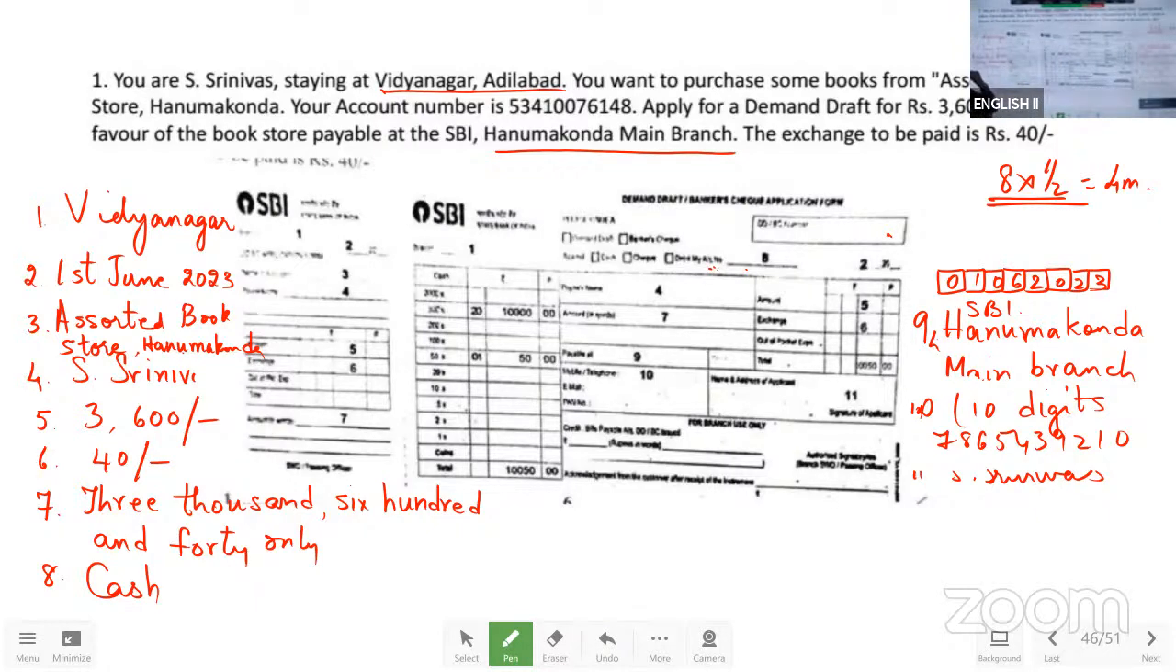So I'm sorry, children. Let me get back to you once again. Regarding this, I want to tell you because it's only in demand draft that you are asked for 2 branches. The branch where you take the demand draft and next where it is payable at, to which branch you are sending. So it is payable at Hanamkonda main branch, and here the first branch is Vidyanagar. You can write Adilabad or just Vidyanagar will do.